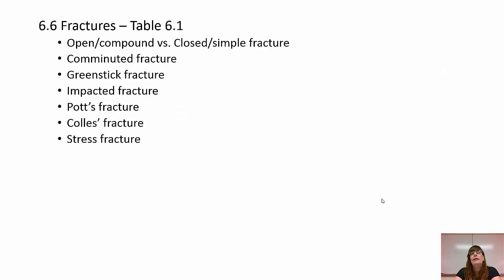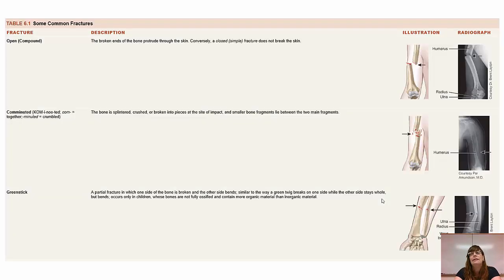Fractures: make sure you look at table 6.1 with the different types of fractures. You will have to look at a picture and say if it's open, comminuted, Pott's fracture, Colles fracture, whichever fracture it is. So make sure you look at those pictures. Here's the table for your convenience. An open or compound fracture breaks the surface of the skin. A closed fracture does not. A comminuted fracture is splintered and you end up with bone fragments.